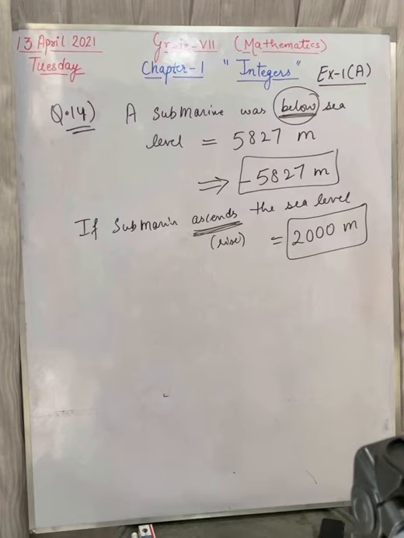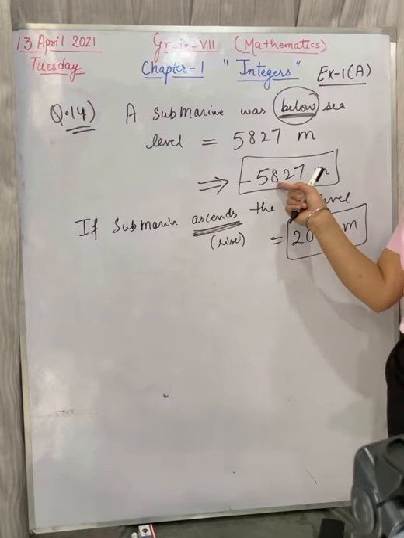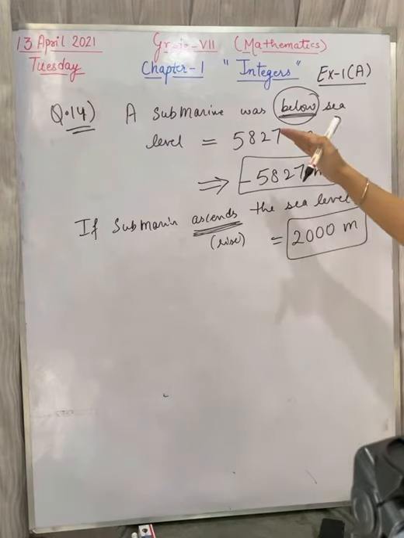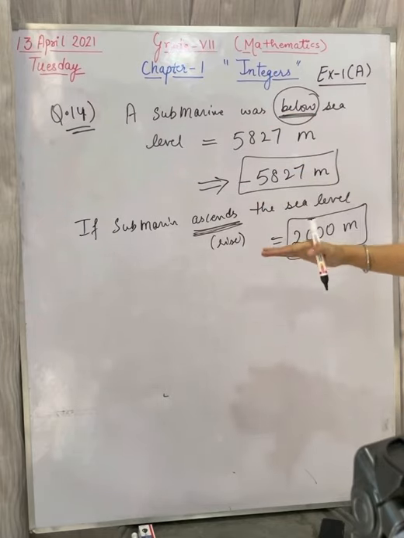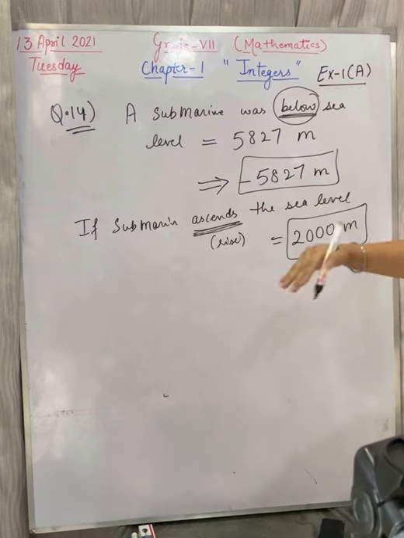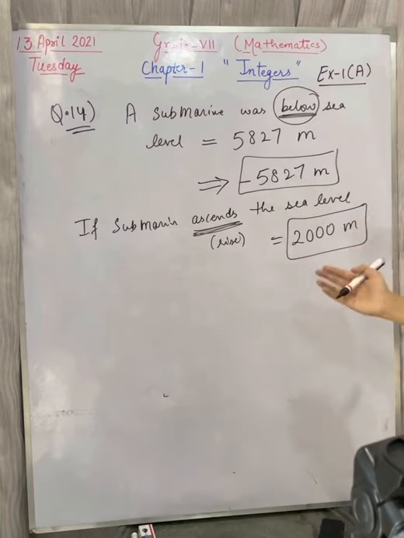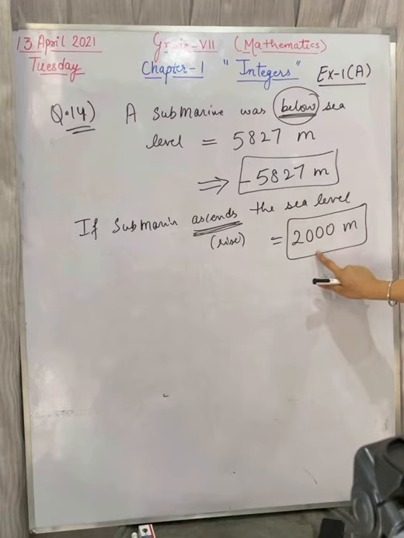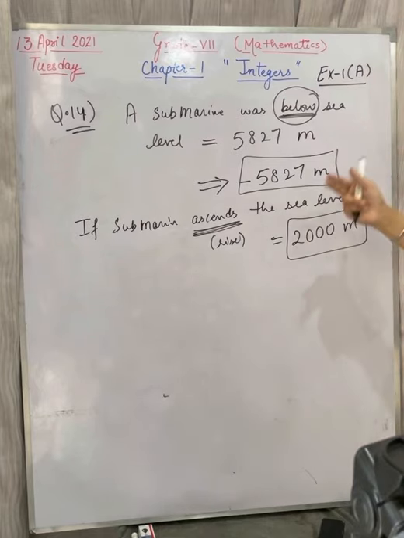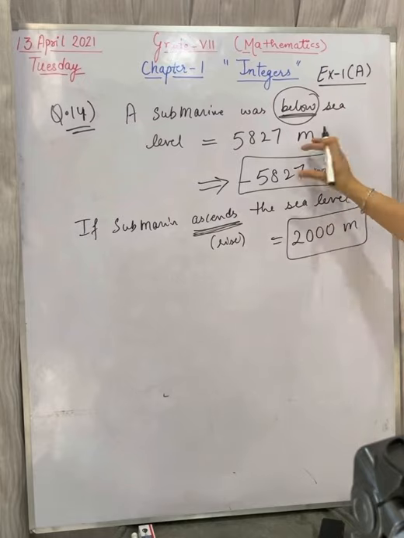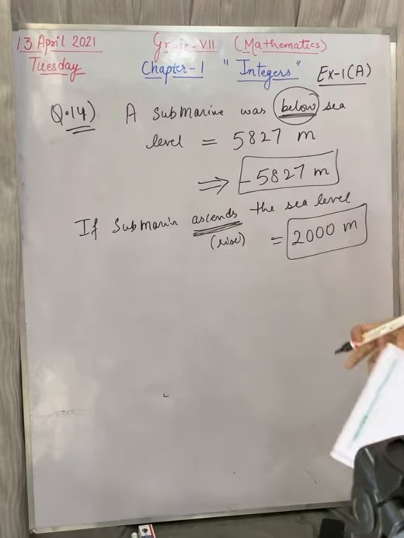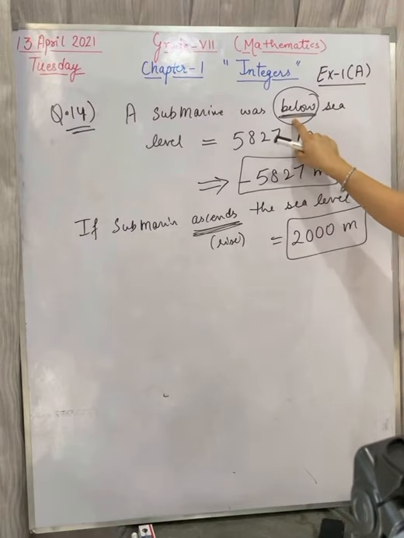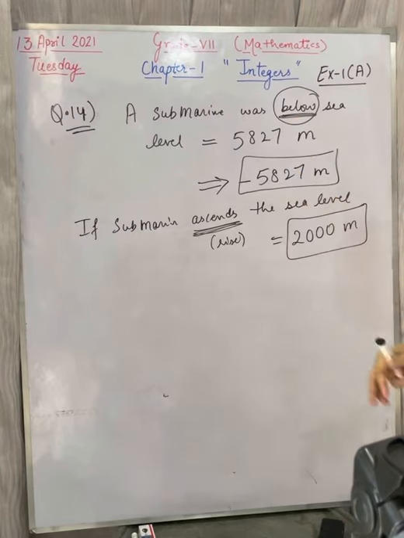Got it? In this question, why have I written this value negative? Because it is below the sea level, so you have to write it in the negative way. If it ascends, rising above the sea level, then write that value positive as it is. Here the students are getting confused. Why has ma'am written this value negative? It is given positive in the book. Positive in the book, but they have written one thing, below. Below means negative value.